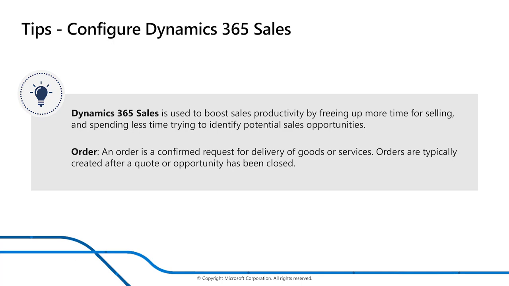Now, a component of that, the next quote I've got here is order. An order is a confirmed request for delivery of goods or services. Orders are typically created after a quote or opportunity has been closed. So again, let's think about this. The process is we do our lead, we do our opportunity, we then send out our quotes, and it gets confirmed. So that's where we are in the process. If we preload the information into the system, we can get all that good information to our order at our order stage.